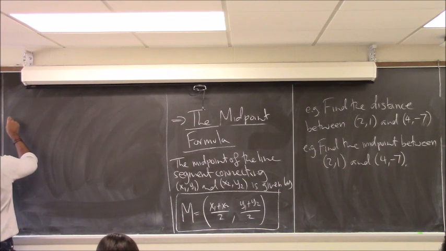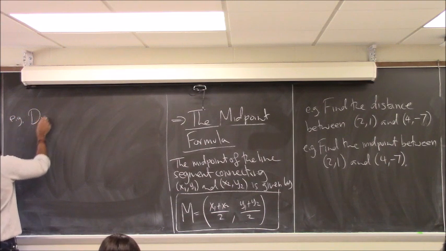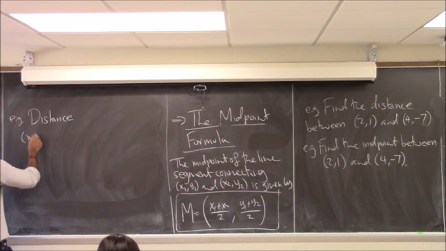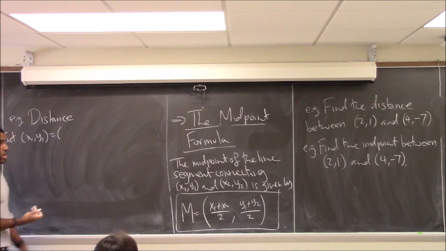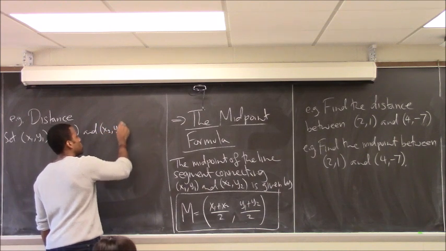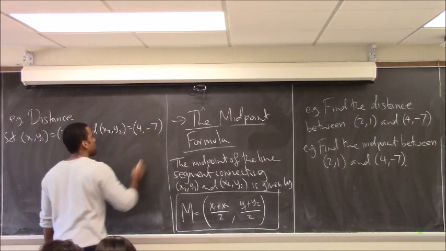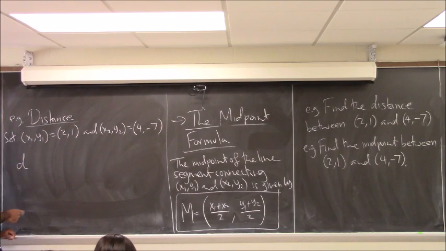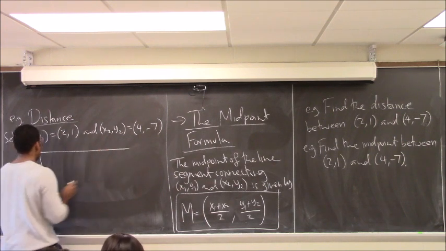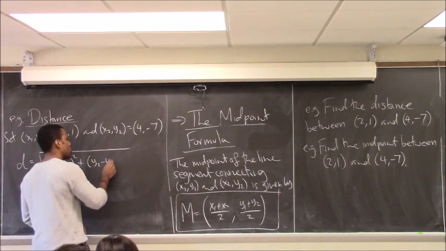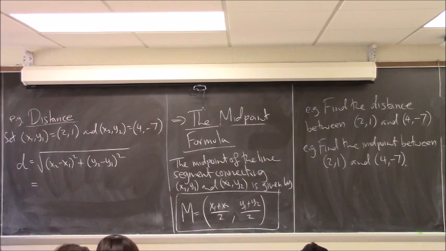So, distance. I don't want to spend too much time here. Let's just set x1. You can call either point x1, y1 you want, the other one x2, y2, and x2, y2 equal 4, minus 7. Then the distance between them is going to be the square root of x2 minus x1 squared plus y2 minus y1 squared. Keep writing down the formula until you have it memorized.